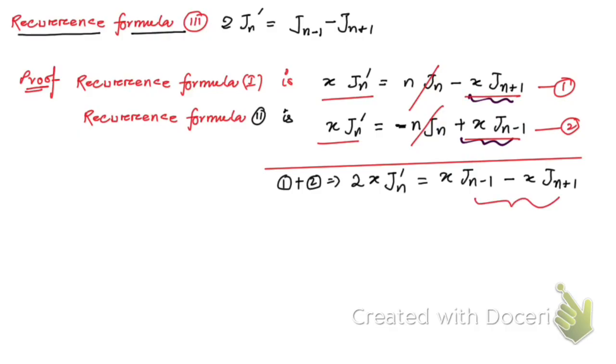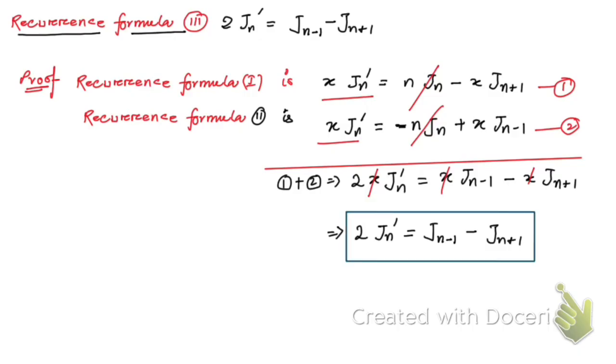So here you see, adding these two, we have got this term, right? Hope you have understood this. So now let me clean these things. So dividing both sides by x, this is going to imply 2Jn dash is equal to Jn minus 1 minus Jn plus 1. So here is the third formula, right? So the third recurrence formula is proved. Okay, so this is the third recurrence formula, right?